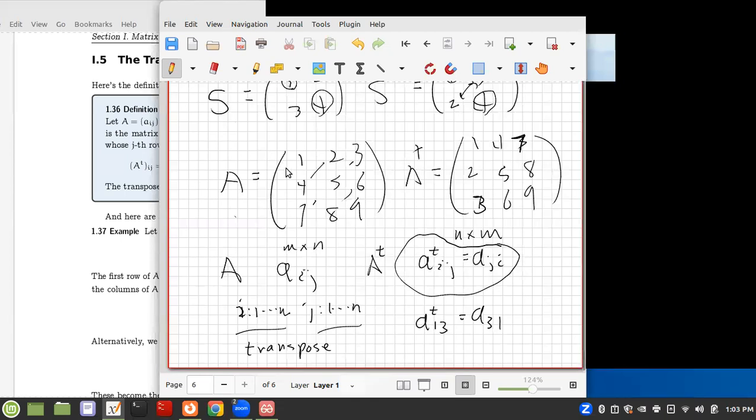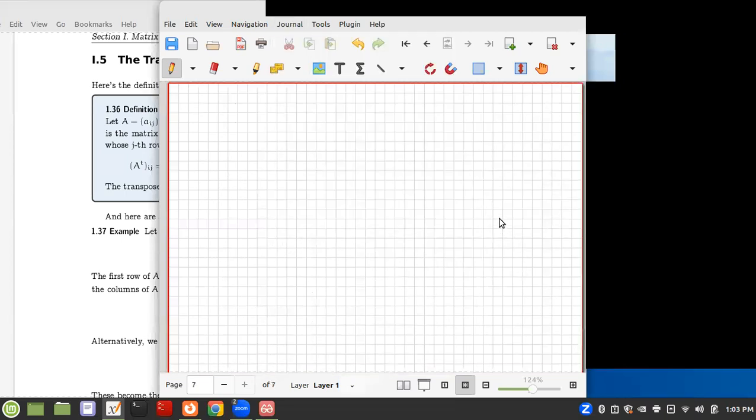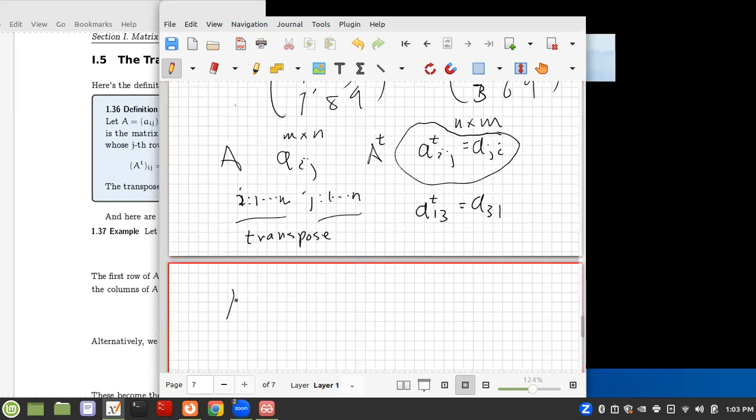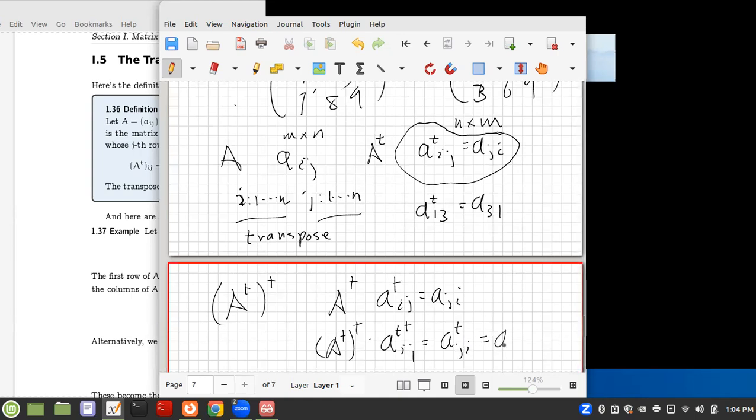But this definition also tells us something like: what is the transpose of the transpose? Well, if the transpose has A_ij transpose equal to A_ji, then the transpose of the transpose is going to have elements ij equal to A transpose ji, which equals A_ij. So the transpose of the transpose equals the original matrix.